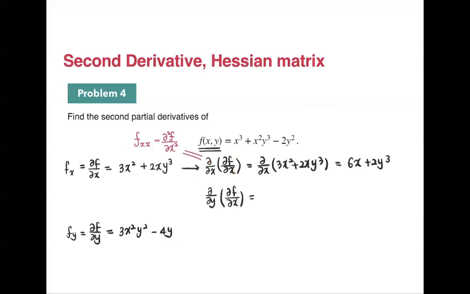So in this case, it is d dy, and df dx was 3x squared plus 2xy cubed. And it is the same as 6xy squared.